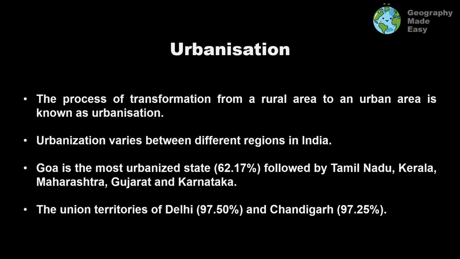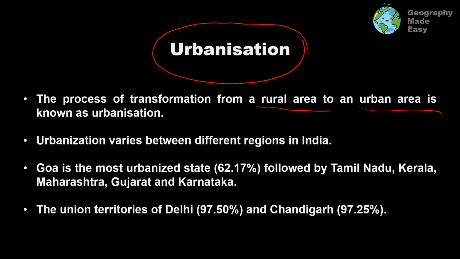So, what is the process of urbanization? The process of transformation from a rural area to an urban area is called urbanization. So when a rural area slowly changes its character into an urban area, it is called urbanization. This change takes place sometimes slowly, sometimes quickly, when we see that the population pattern, the demography, changes in that area.